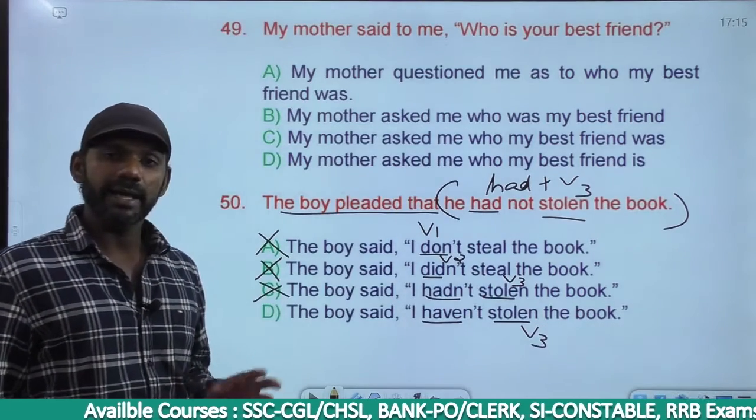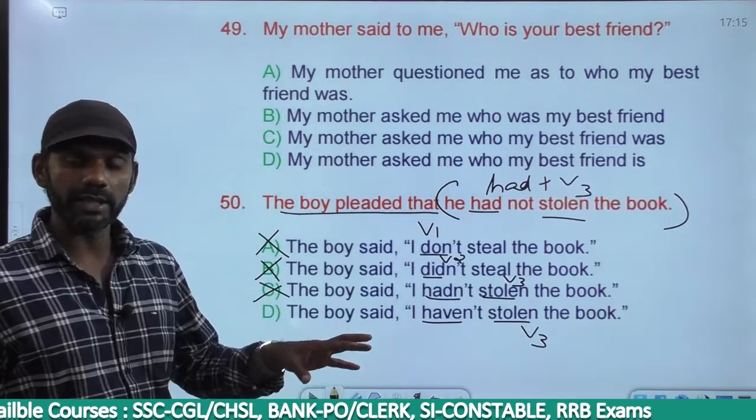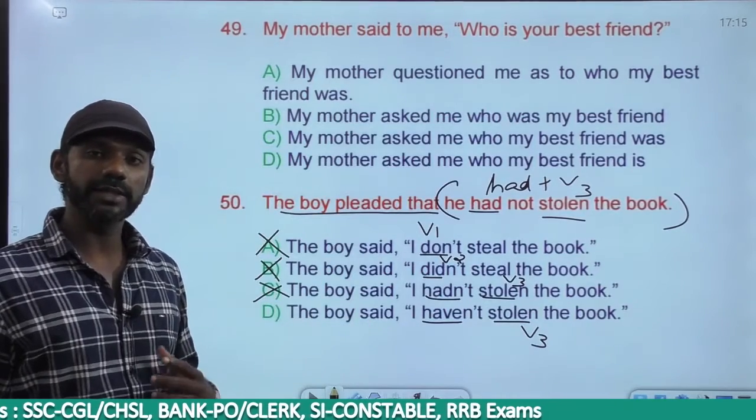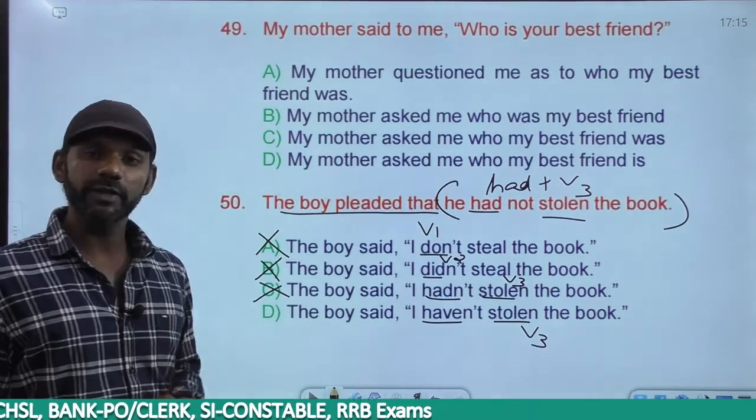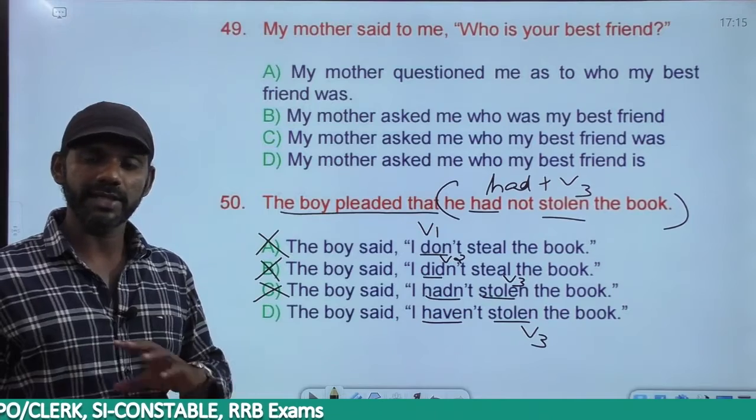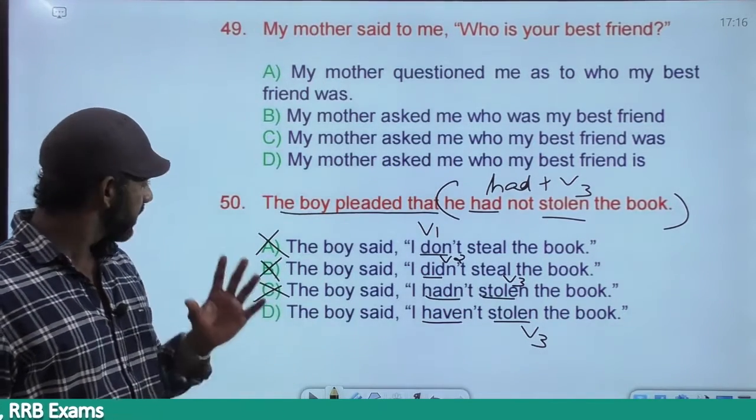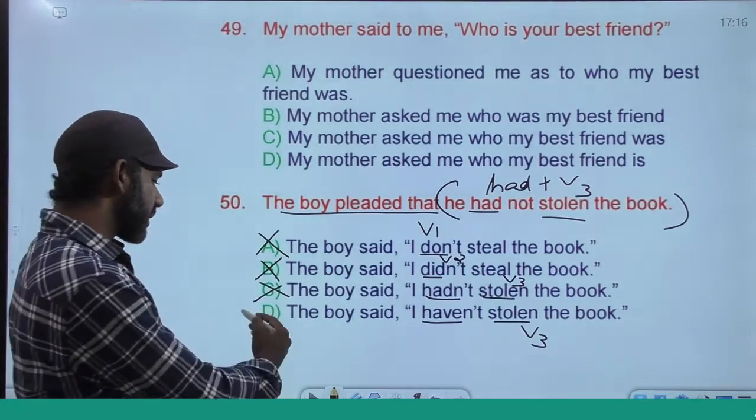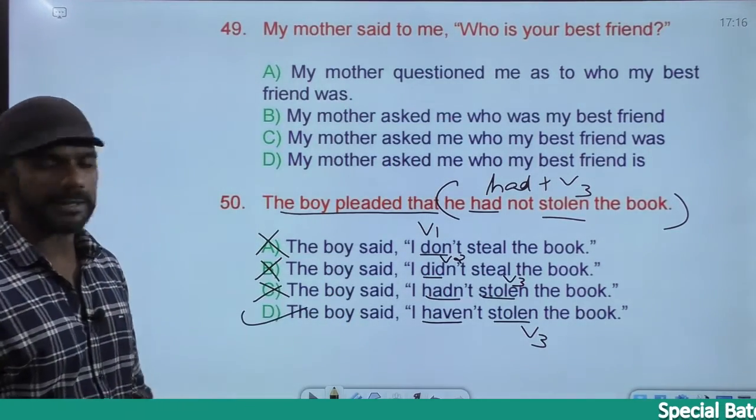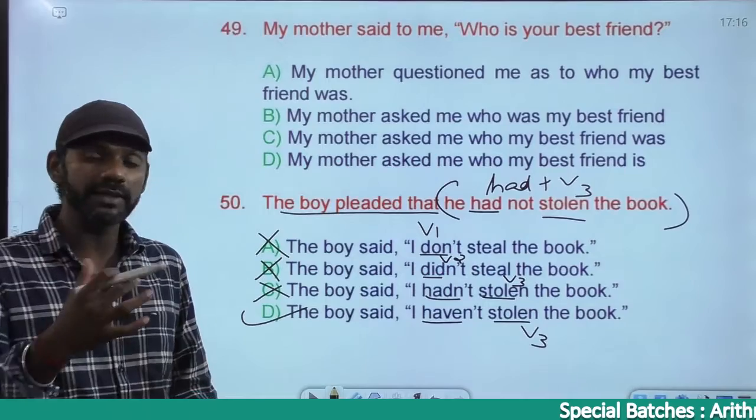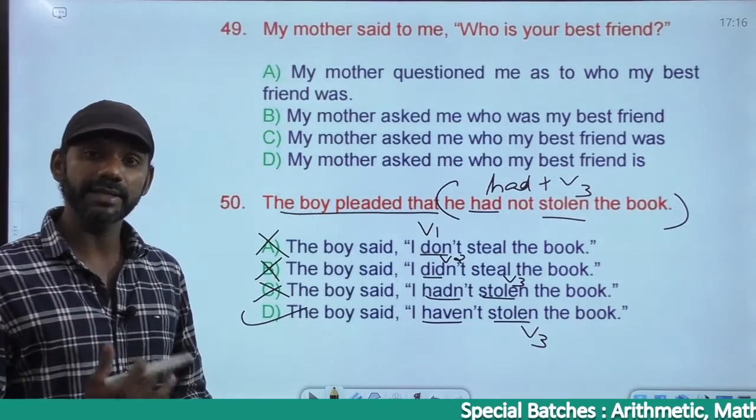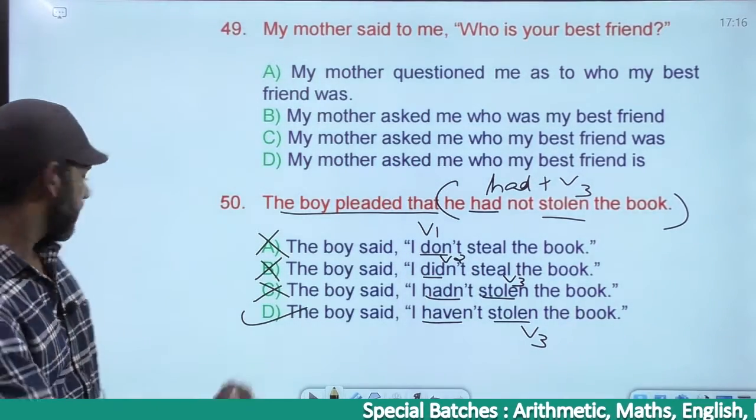Come to D. The boy said, I haven't stolen the book. I haven't stolen the book is present perfect. Present perfect is used when the time of the past action is not mentioned. The time of the past action is not mentioned here. Present perfect is completely fine. So here the best option must be option D. Right? So when you come across more than one correct answer, be critical and go for the best answer. Come to the next one.